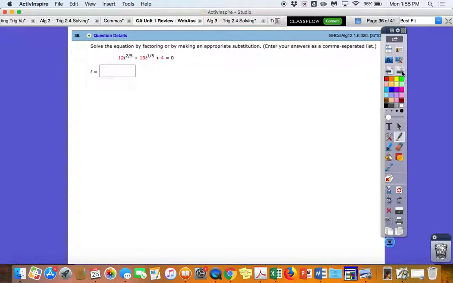Okay, it's the same idea here. If you'll notice, this power right here is 1/5. Well, this power is 2/5. As long as 1/5 is half of 2/5, which it is, we're good to go. There's nothing common that we can pull out. Everybody didn't have a t, and 19's prime. Since there's a 12 here in front, we've got the hard kind of factoring.